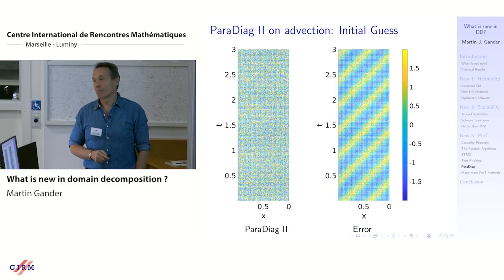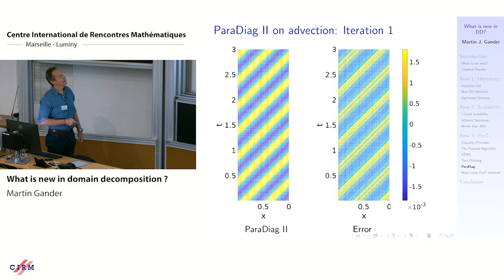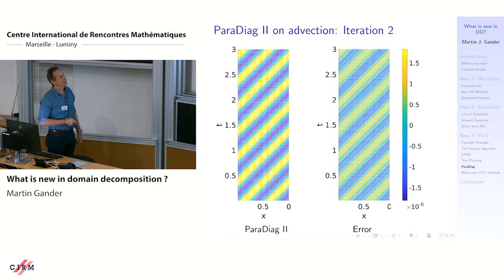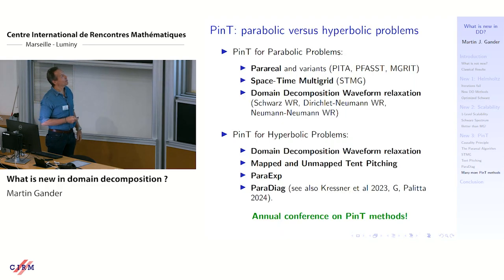There is a last example I want to show you, which is this transport equation that works so badly with parareal. It's a different method. It's called paradiag. I will not explain it to you, but just look how fast it converges. Error is order 1. Error is order 10 to the minus 3. Error is order 10 to the minus 6. Error is order 10 to the minus 9. And this is also fully parallel in time. So there are many of these methods.